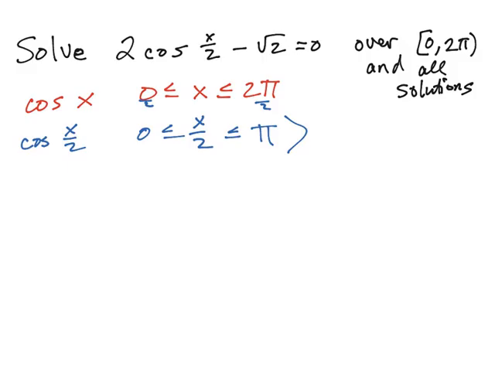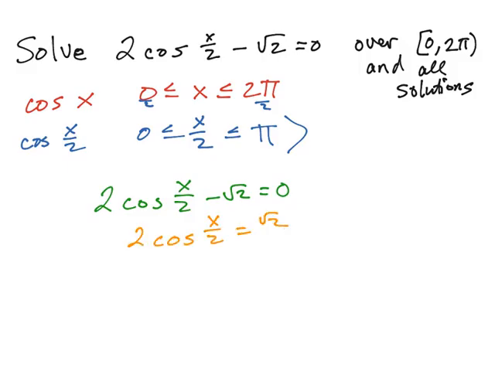Now, if I go to solve my equation, so I've got 2 cosine x over 2 minus radical 2 equals 0, we need to isolate our trig function. So I'm first going to add radical 2 to both sides. And then I'm going to divide by 2. So the cosine of our angle is radical 2 over 2.